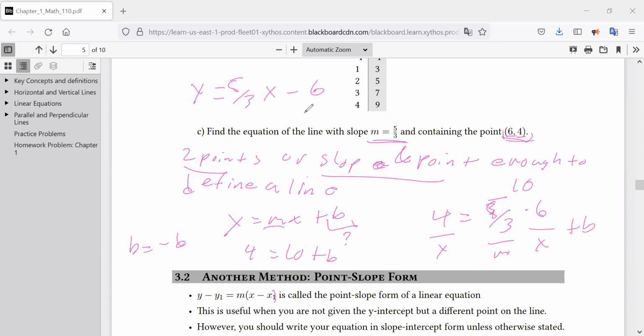Can you repeat how you got to 10? So if I have 5 over 3 times 6, that's going to be the same thing as 5 times 6 divided by 3. This is 2, so that's going to be equal to 10. Okay, thank you. Cool, no problem. Any other questions? Cool.